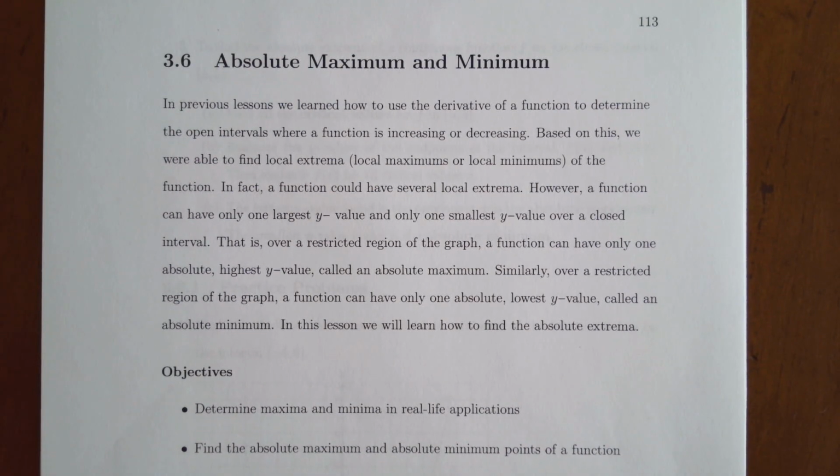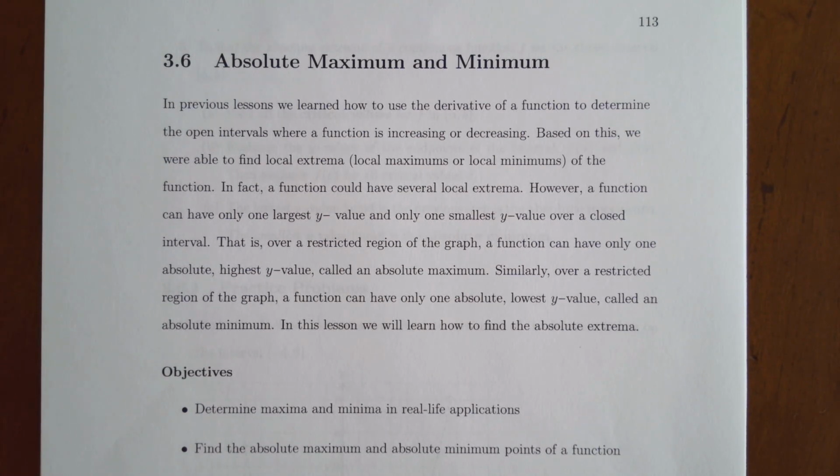Hi there, welcome back. We're going to look at section 3.6 today, which is on absolute maximums and absolute minimums. So we've already learned how to use the derivative to find where functions are increasing and decreasing. And based on that, remember, we were able to find local extrema, where the local max and mins are, where we went from increasing to decreasing.